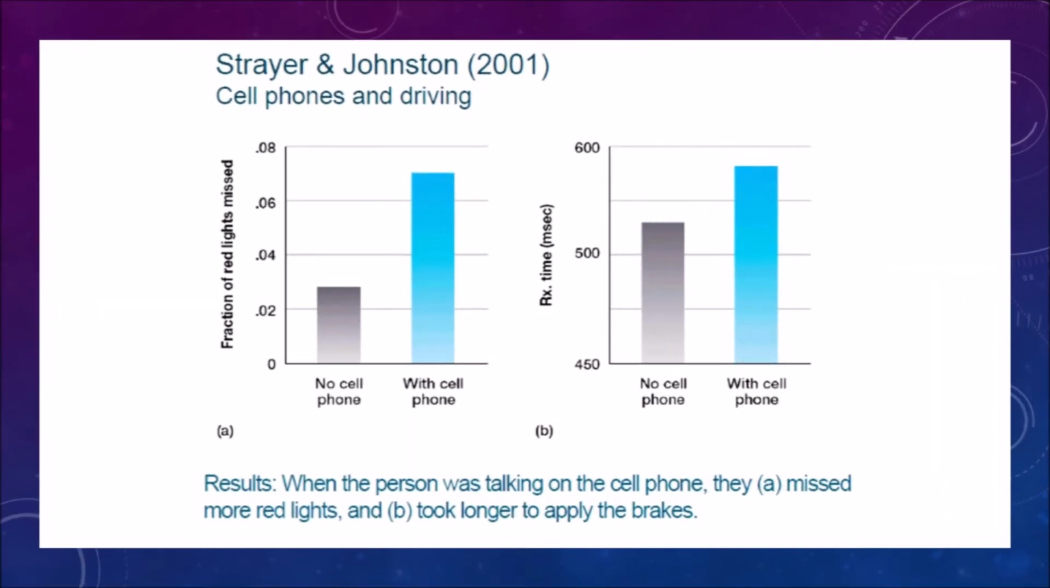Strayer and Johnson did an experiment with a simulated driving task, and they found that people who were allowed to use a cell phone while doing this driving task, even if they were using earphones, missed red lights and took more time to apply brakes. So what do you think? What is happening here?